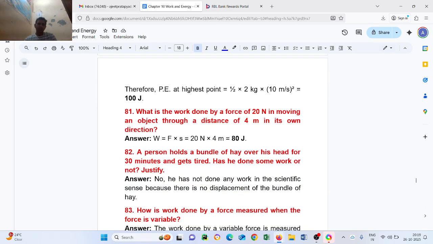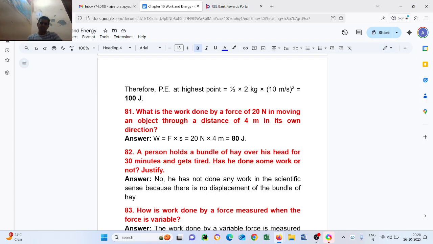joule. Question number 81. What is the work done by a force of 20 Newton in moving an object through a distance of 4 meter in its own direction? W equal to F into S equal to 20 Newton multiplied by 4 meter equal to 80 joule.